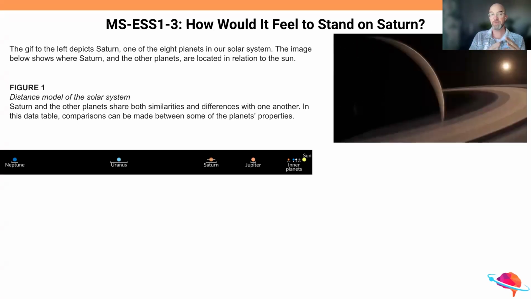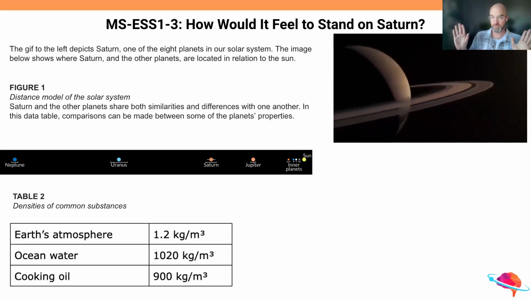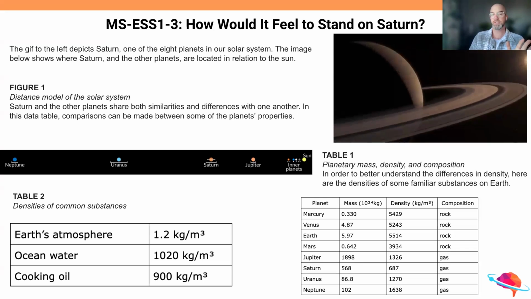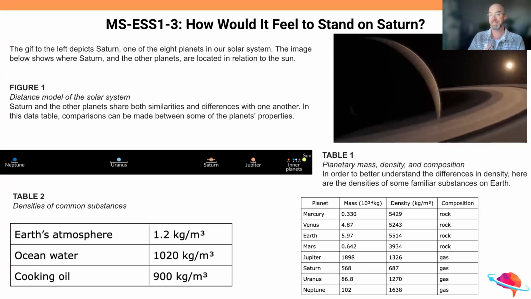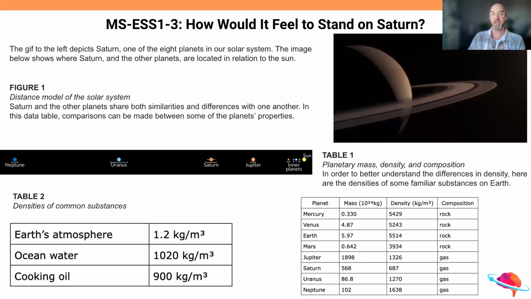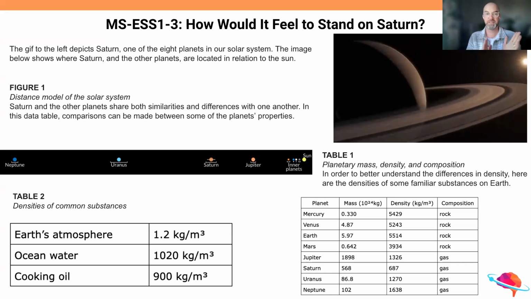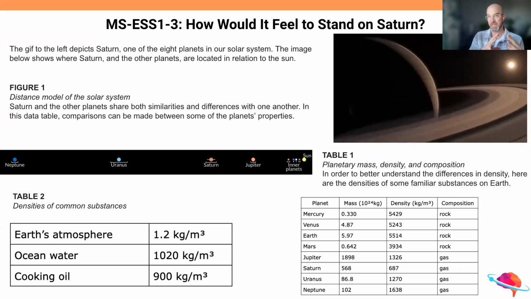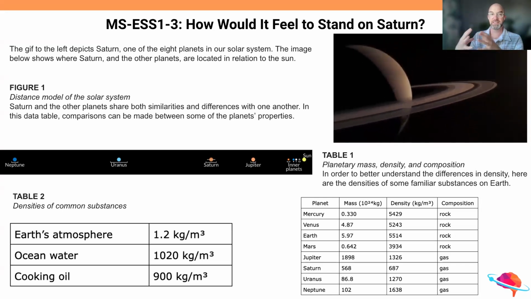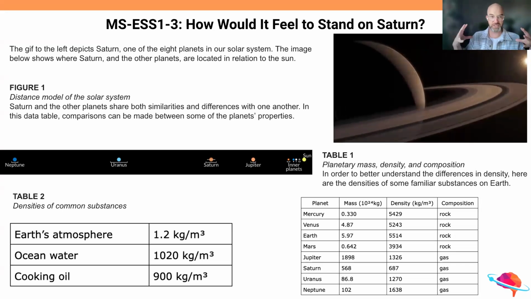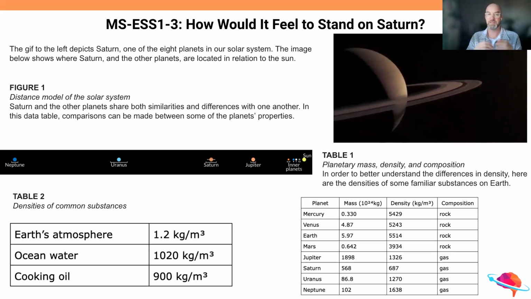But what we're doing here is we're giving students a lot of data sets and talking about planetary mass. We're talking about densities of common substances. And we're talking about this. There's a lot to unpack here, but we just want students to understand density and understand Saturn and understand this sort of scale model of all of these different planets in our solar system.